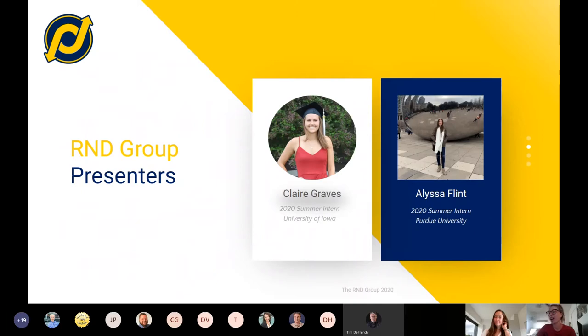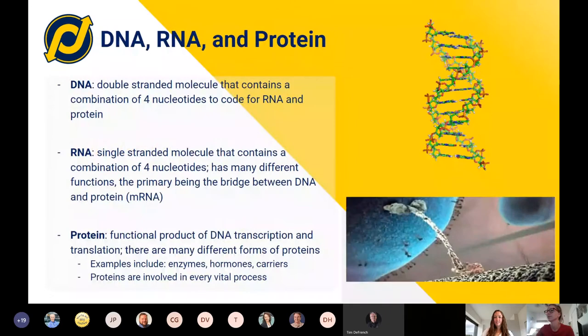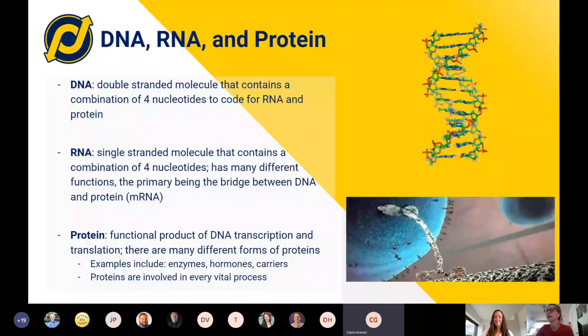So without further ado, we are going to be talking about medical terminology as it relates to R&D Group. So I'm going to give the floor to Alyssa. I'll actually probably start us off here on this slide.